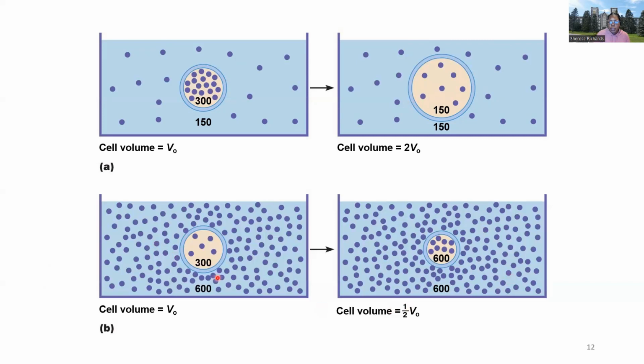What about the scenario on B? Lower solute concentration, there's an osmolarity of 300 inside the cell. Outside the cell has a higher solute or lower water concentration. There's an osmolarity of 600. And so what direction does water move to give us this scenario on the right? Outside the cell, excellent. That is correct, thank you.